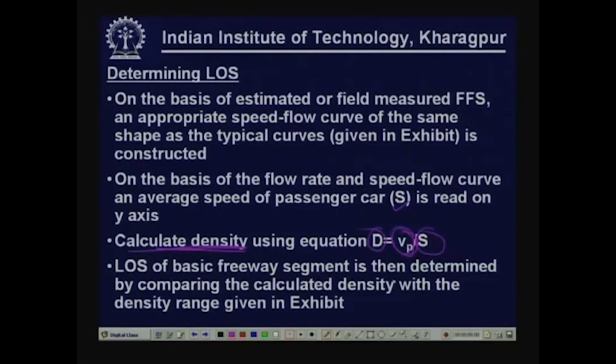Now, once the density is known, then for the given condition we can refer to the appropriate table and estimate what will be the level of service and what will be the service volume corresponding to that level of service, both the values. The actual tables are given in terms of exhibits, available in the Highway Capacity Manual. So, LOS of a basic freeway segment is determined by comparing the calculated density with the density range given in the exhibit. The service volumes also can be estimated.